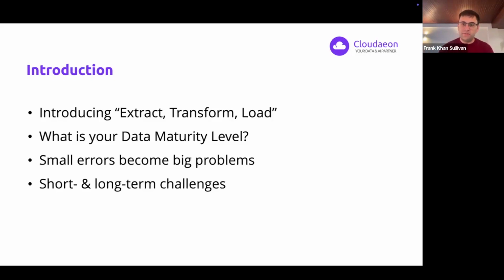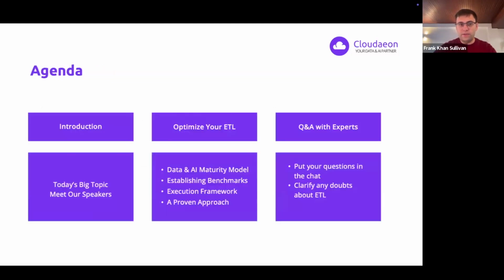I've got two fantastic speakers here to speak not only to the technical side, but also the commercial side as well, discussing the short-term challenges and the long-term challenges that we can overcome with better ETL, with better data movement, and how that can improve your overall readiness.